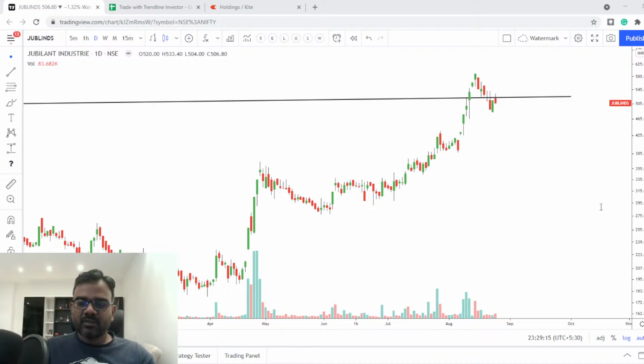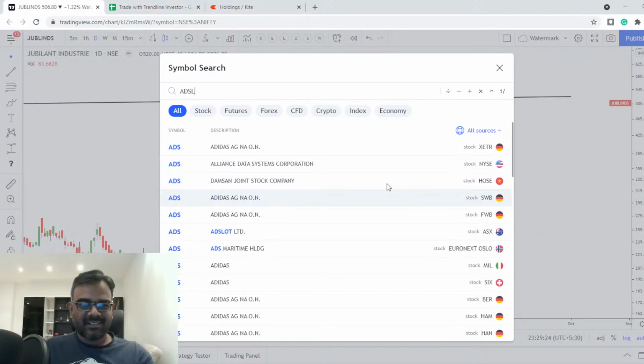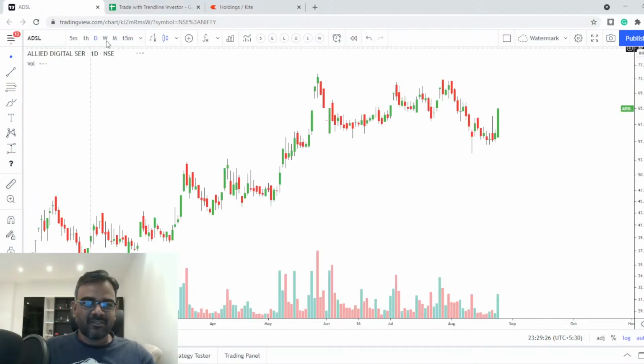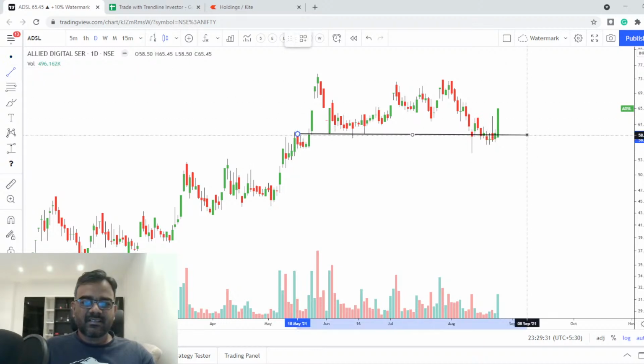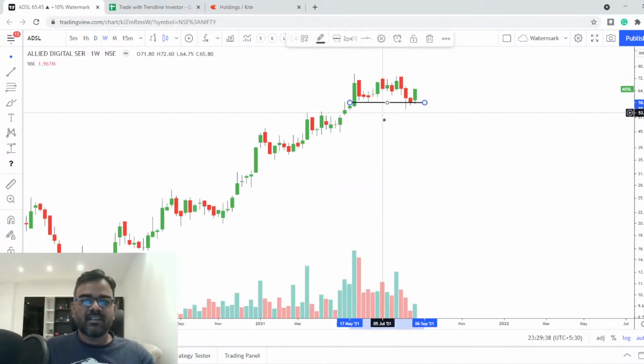ADCL goes up 10% today. What's your view on the stock? Rishi, if it goes up 10%, I'm not sure what my view is. But as I said, this has again reversed from the previous level. If you have doubts on support and resistance, just go to the weekly charts, and then you'll see how it's behaving.